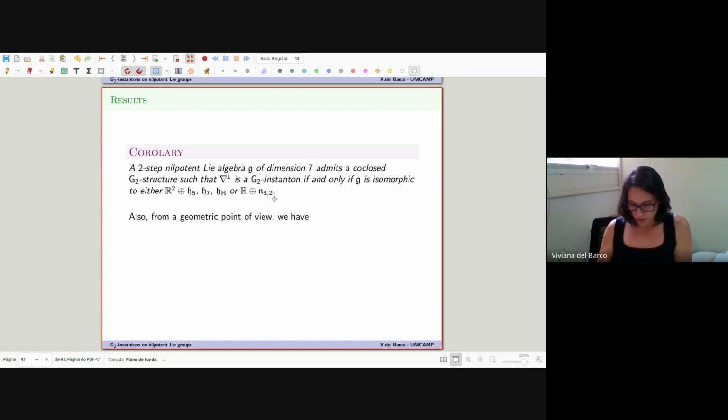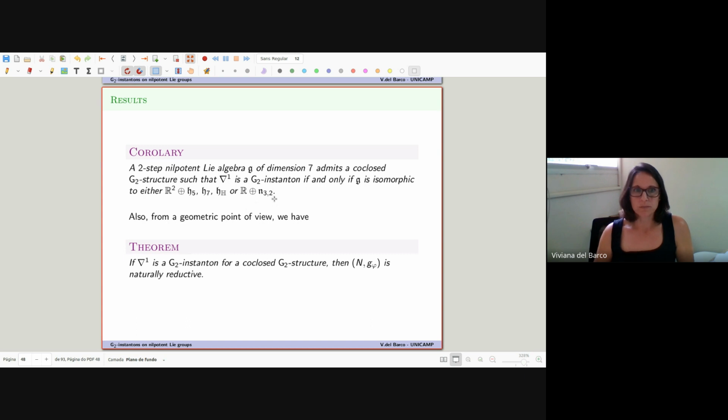And from a geometric point of view, I want to say that this property that Agricola, Ferreira, and Storm showed for the second case actually holds for all the instantons that we have. We show that if nabla 1 is a G2 instanton for a coclosed G2 structure on a two-step nilpotent algebra n, and the G2 structure is left-invariant, then the Riemannian manifold is naturally reductive.